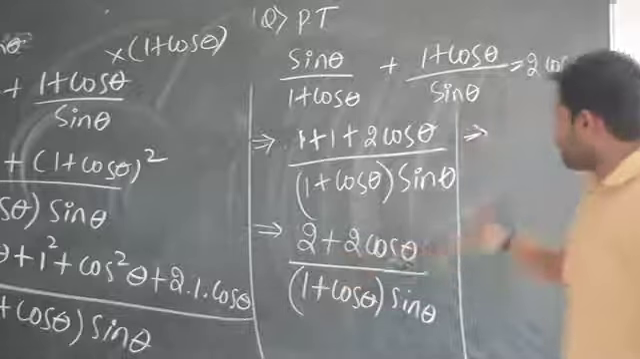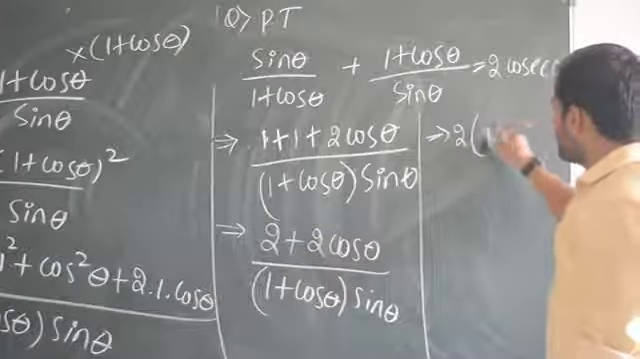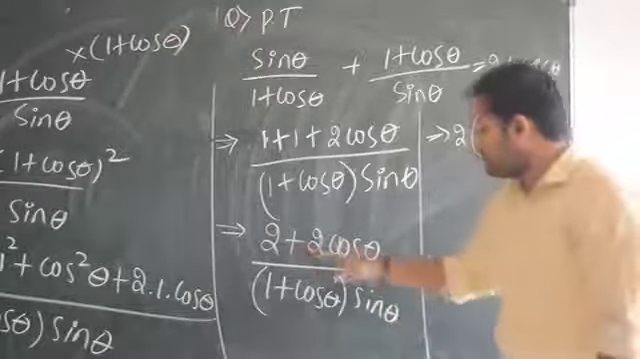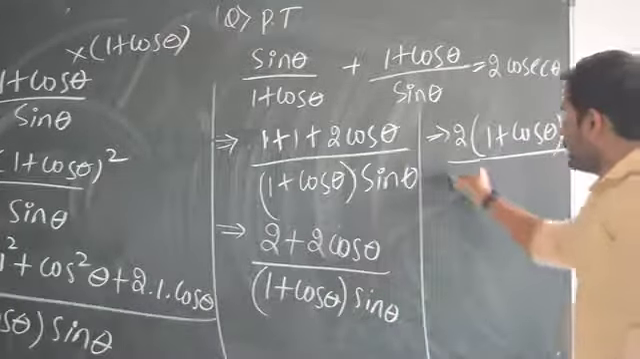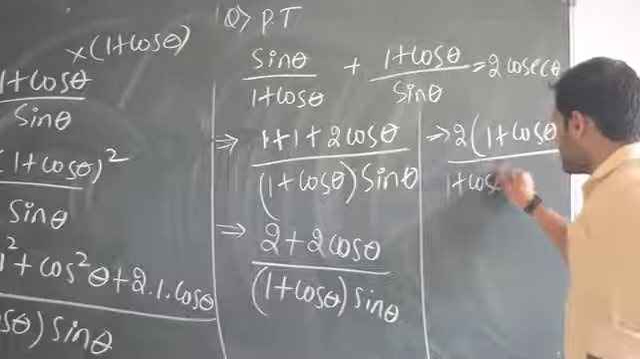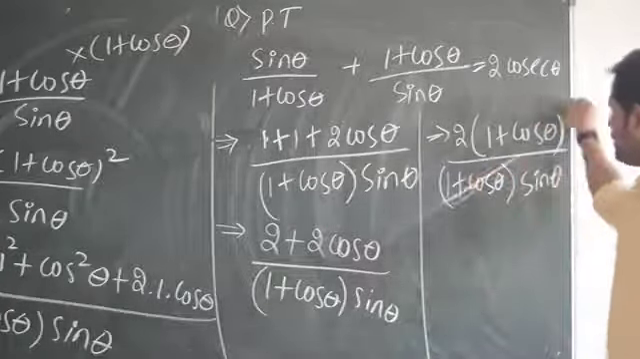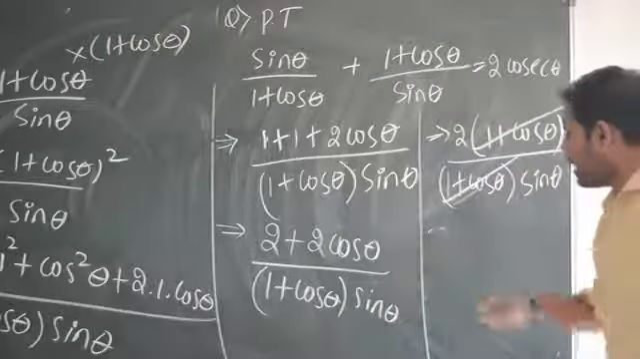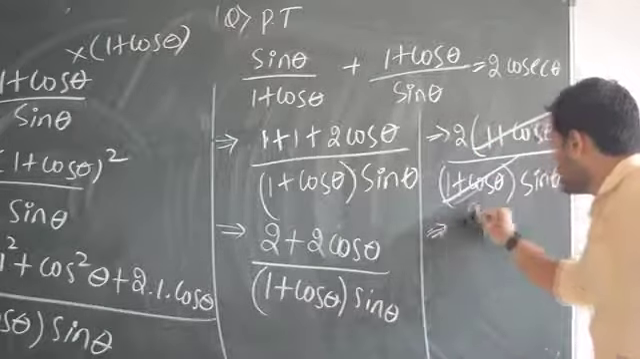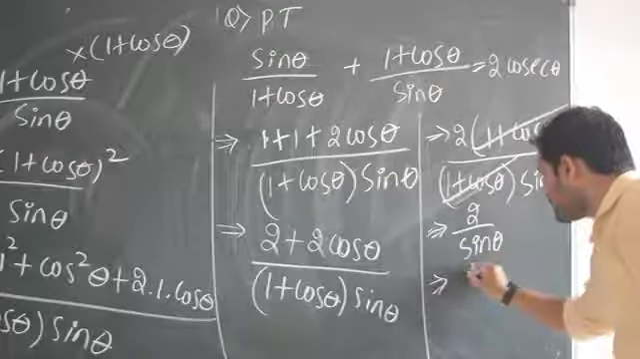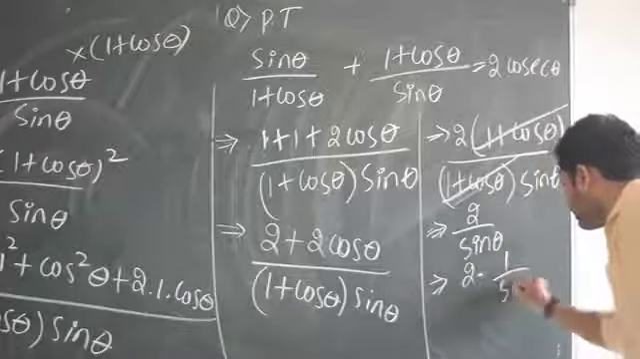Can I take 2 common here? If I take 2 common, it becomes 1 plus cos theta. Yes or no? If I take 2 common here, 1 plus cos theta divided by 1 plus cos theta into what is remaining there? Sin theta. Okay, 1 plus cos theta, 1 plus cos theta, they get cancelled. So what is remaining? 2 divided by sin theta. So 1 over sin theta, that is 2 into 1 over sin theta.